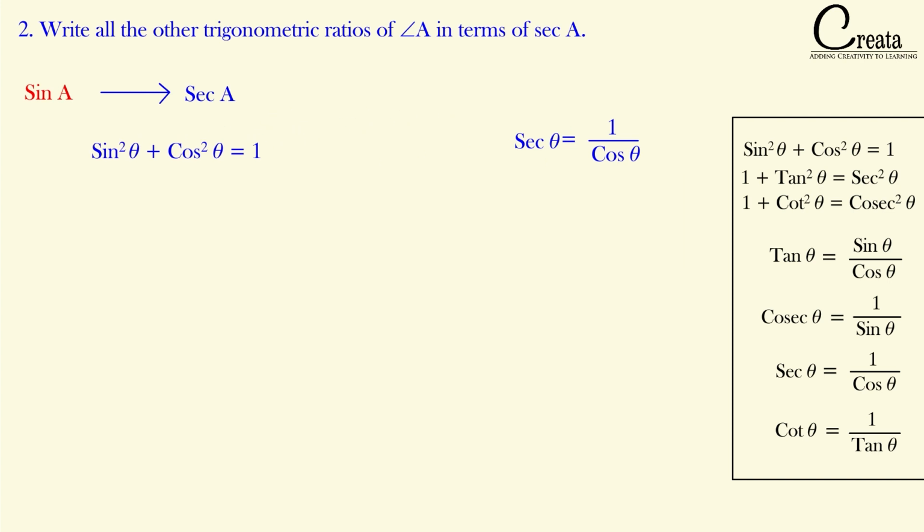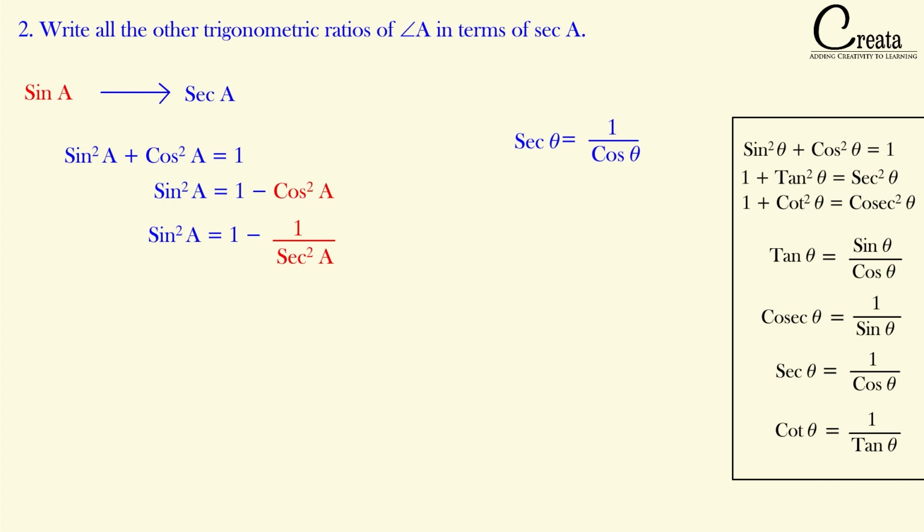Here the equation is sine square A plus cos square A is equal to 1. We can rewrite it as sine square A is equal to 1 minus cos square A. And we know cos and sec both are reciprocal of each other. So we can write cos A as 1 upon sec A. That is 1 minus 1 upon sec square A. Let's take the LCM as sec square A. We got sec square A minus 1 upon sec square A.